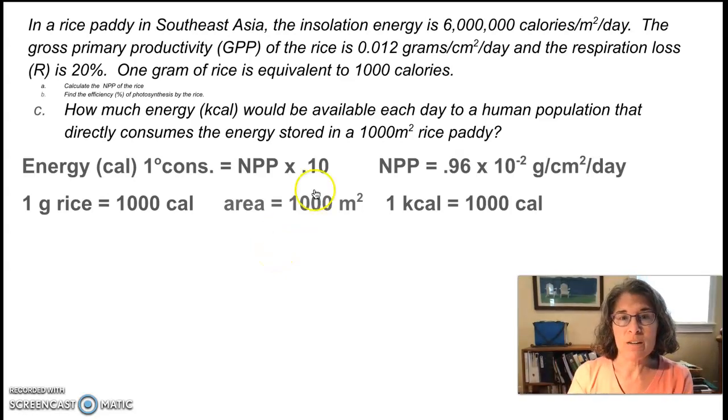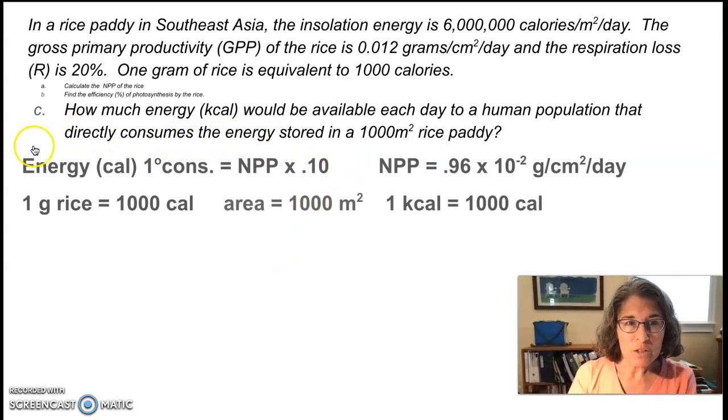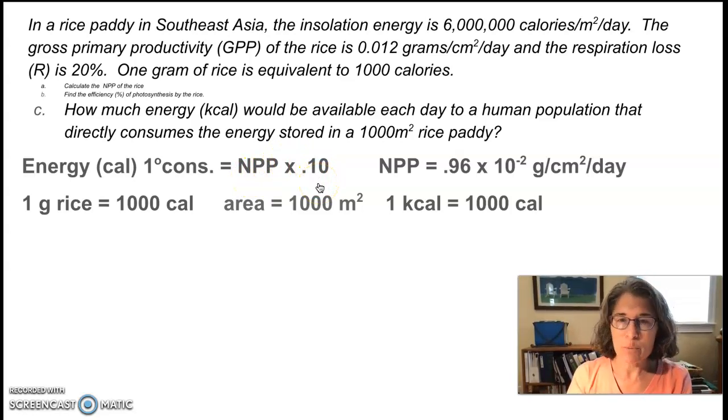So now we need to put that information together. We're really using this equation to get our answer. So we're going to take net primary productivity times 0.10 to indicate 10% of that. We have some unit conversions that we need to do though, because notice our net primary productivity is in grams per centimeter squared per day, and we really need to know kilocalories per day. So again, we're facing a little bit of dimensional analysis.